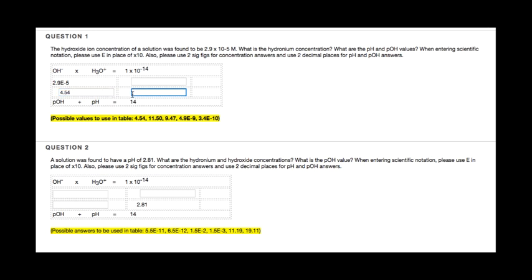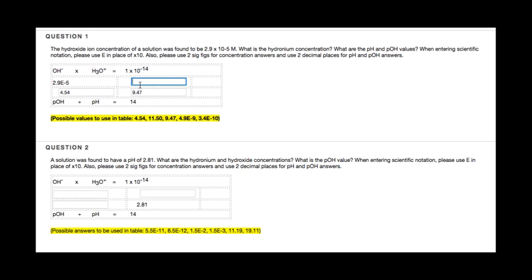Now, normally we could do the same thing. We'd go over here and we'd say, okay, well, 14 minus 4.54 makes 9.46, but the only answer that's available is 9.47, but that's pretty close. Those two numbers add up to, well, they really add up to 14.01, but you get the idea, 14.